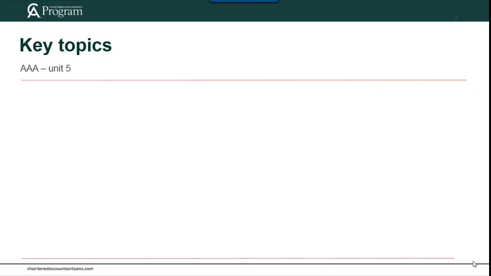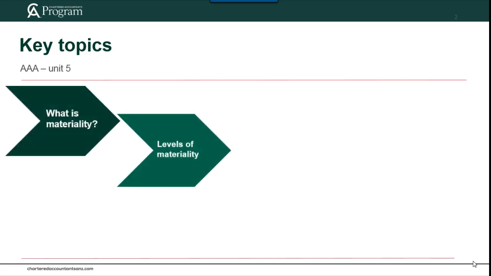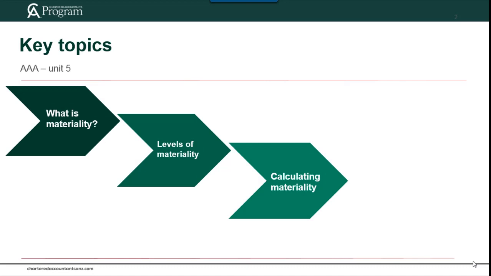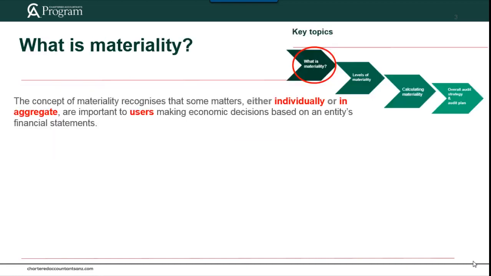Unit 5 covers the following key topics. What is materiality, levels of materiality, calculating materiality, and overall audit strategy and audit plan. So let's start with what is materiality.